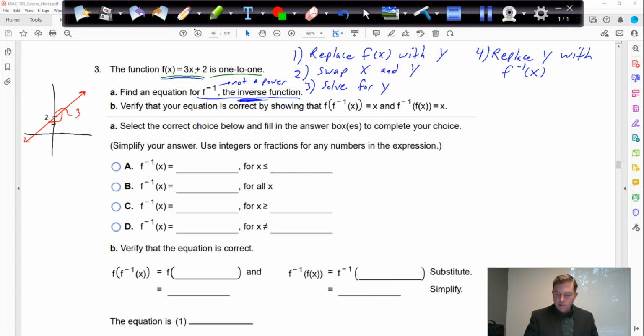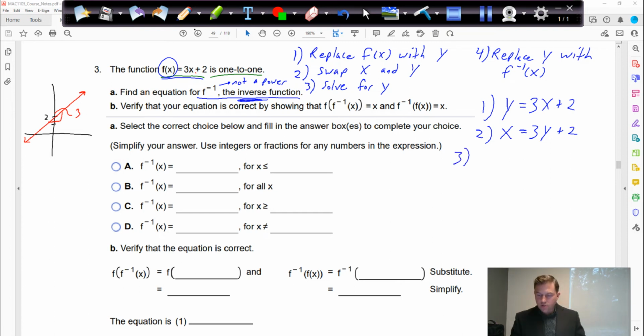So step 1 says replace that f of x right here with y. So we're going to write it as y equals 3x plus 2. Step 2 says swap x and y. So where I had a y before, I'm going to write x. Where I had an x before, I'm going to write y. Okay, simple enough. Step 3, this is usually the hard part, is to solve for this y. So we have to now isolate this y, get it all by itself.